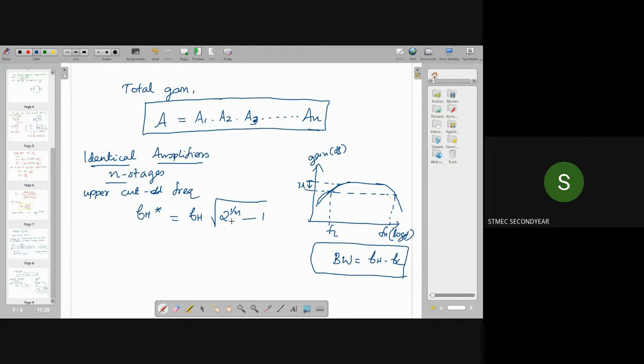n is the number of stages. Okay. Similarly, lower cutoff frequency.